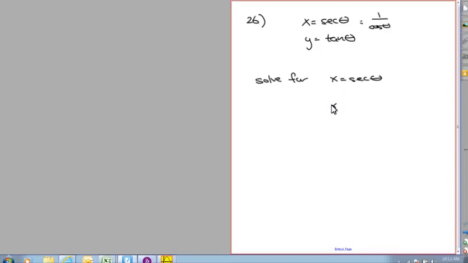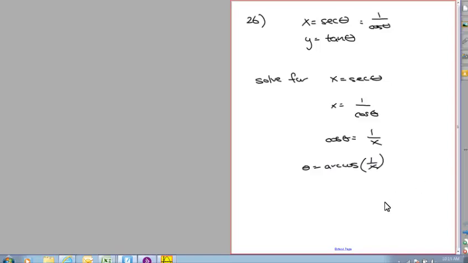Actually, let's rewrite that as cosine. So you'd have x is equal to 1 over the cosine of theta. Or the cosine of theta is equal to 1 over x. So if you take the reciprocal of that, you take the arc cosine of both sides. And so what we get is we get theta is equal to the arc cosine of 1 over x.